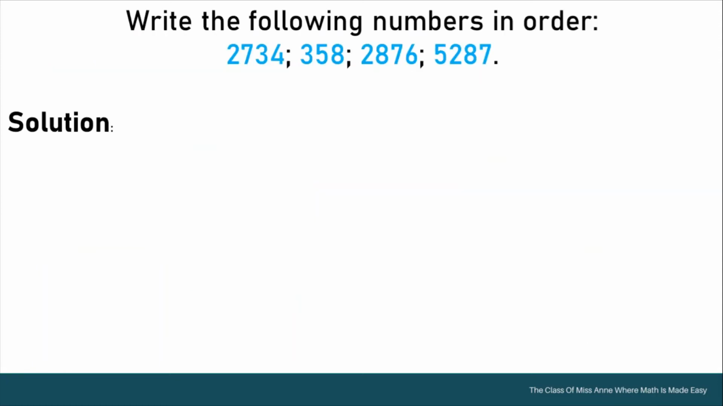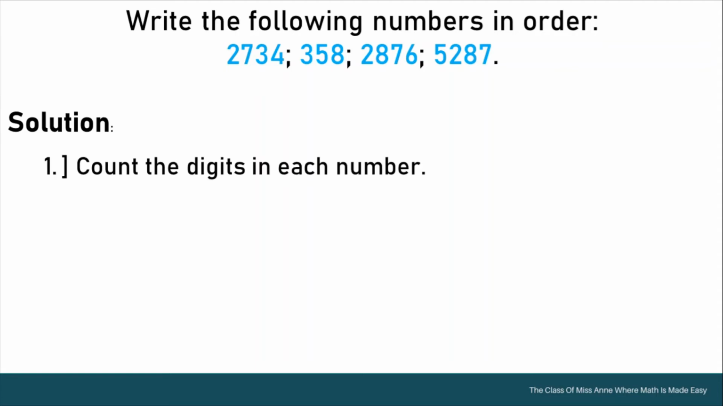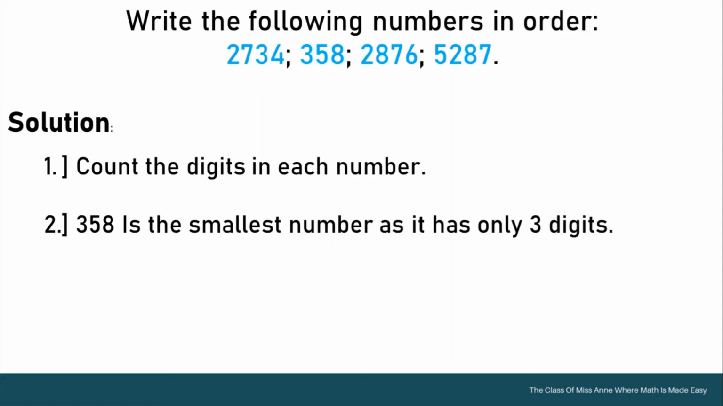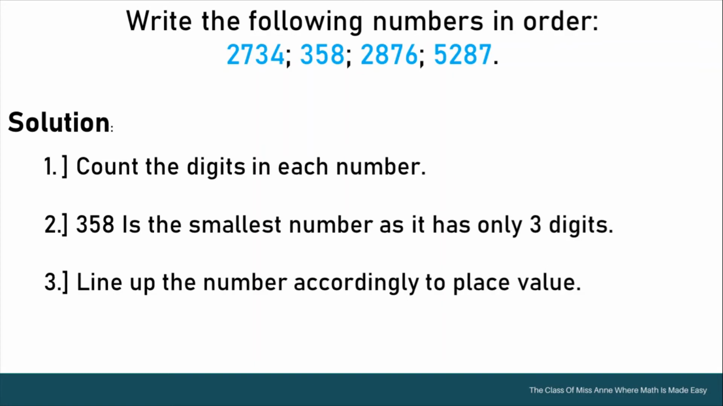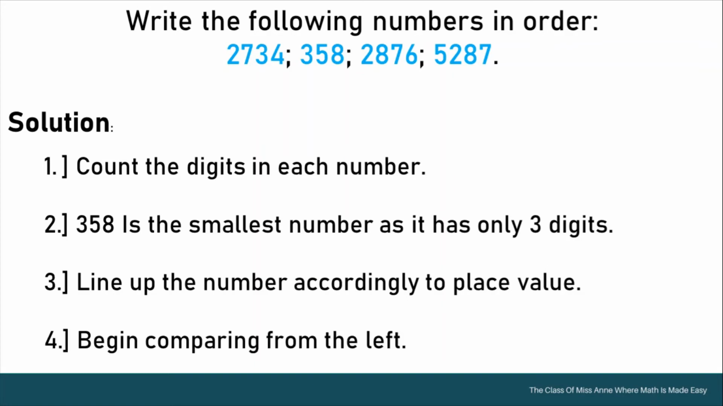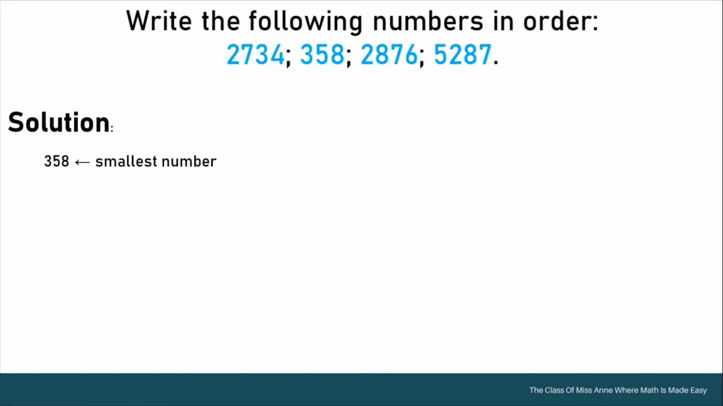Write the following numbers in order. Let's say, for example, we have 2,734, 358, 2,876, and 5,287. Count the number of digits in each number. 358 is the smallest number and it has only 3 digits. Line up the numbers according to place value. Begin comparing from the left. So, 358 is the smallest number.